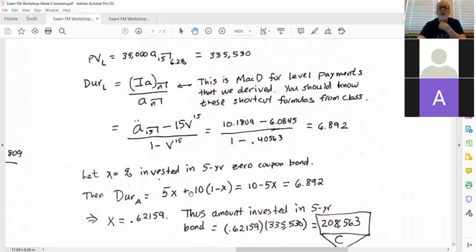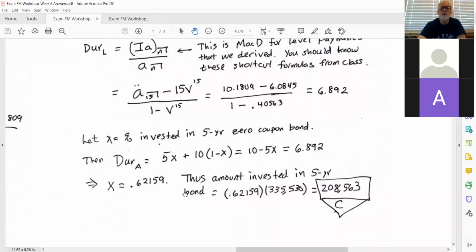And so the weighted average duration of the portfolio is the percent invested in the 5-year times 5, and then 1 minus that percentage times 10. So when you multiply that through, you get 10 minus 5x. You set that equal to what we just calculated, the liability duration, and you can solve for x. So this is the shortcut, so you don't have to set up simultaneous equations, and it saves about an hour of work. No, it doesn't save that much, but it's a great shortcut.